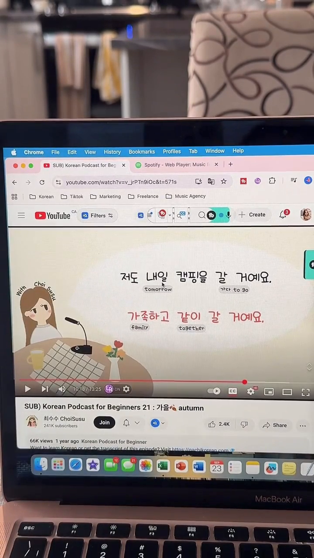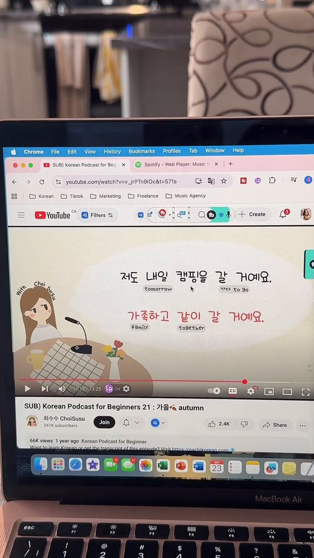So 내일, tomorrow, we have 캠핑을. So once again, another Konglish word because Korean really loves to use English words.